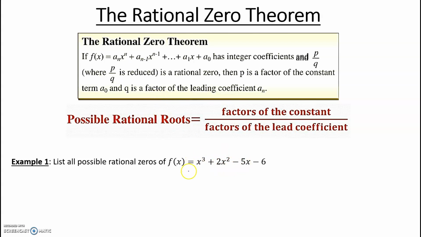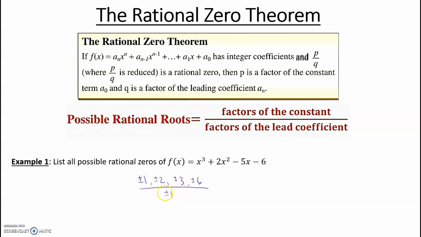So if you want to know all the possible rational roots or all the possible rational zeros for this function, you take the factors of the constant, so -6, which would be plus and minus 1, plus and minus 2, plus and minus 3, and plus or minus 6. And you divide those by all the factors of the leading coefficient. So your leading coefficient is technically a 1, so plus or minus 1. And you do a little dividing.